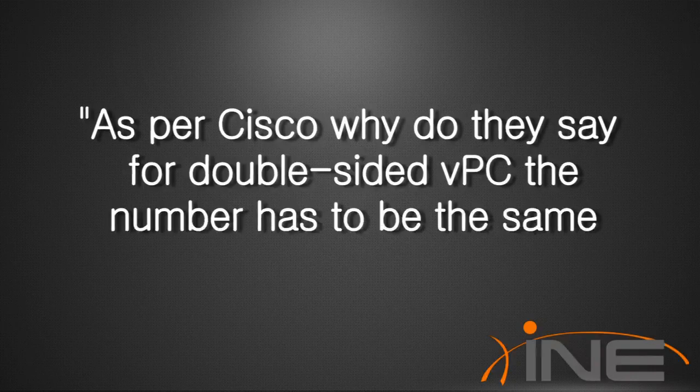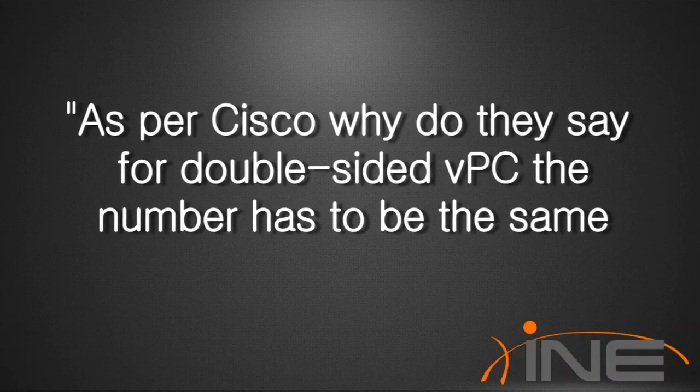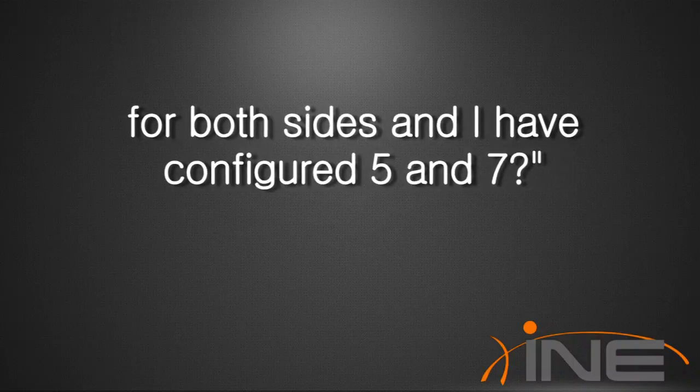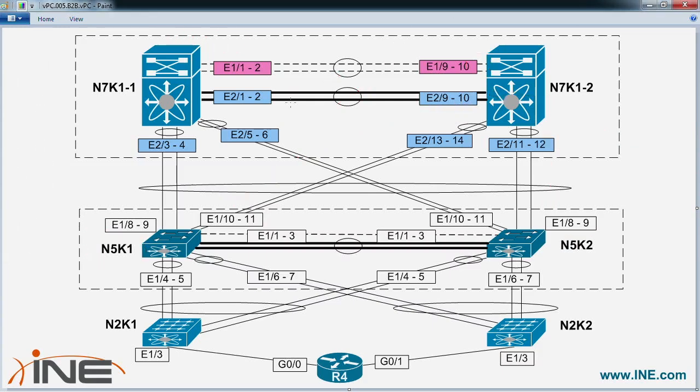There's another question. As per Cisco, why do they say for double-sided VPC the number has to be the same for both sides, and I have configured 5 and 7? You could actually use the same VPC domain number. So the way that I configured it here, I said that regardless, there's going to be 2 separate domains. Okay, I said that there was VPC domain 7 here, and I said there was VPC domain 5 down here.